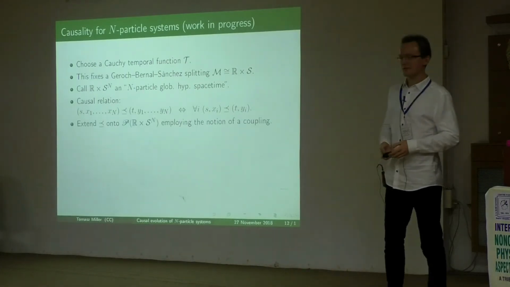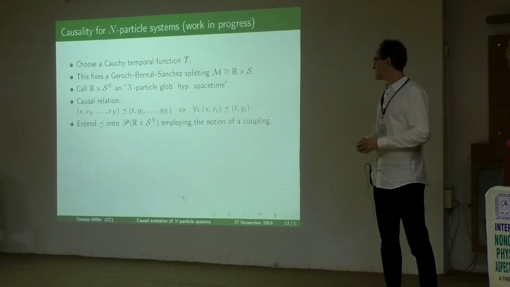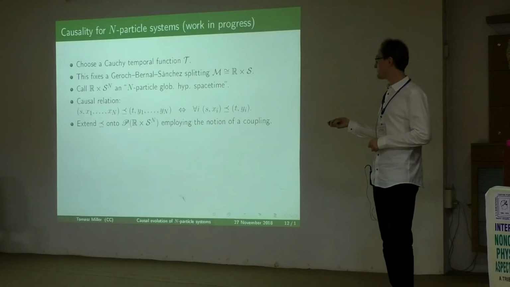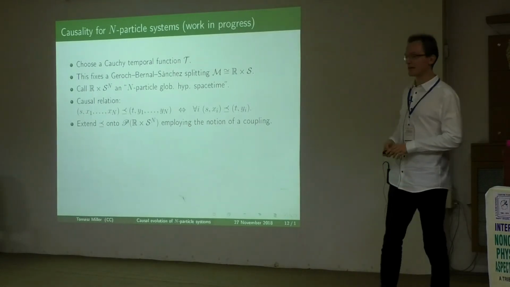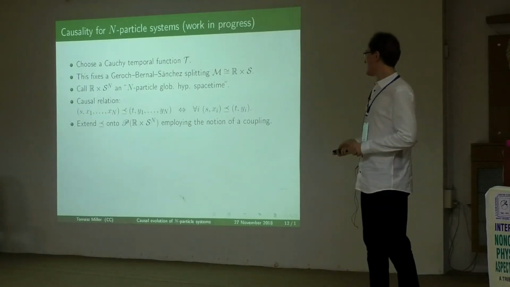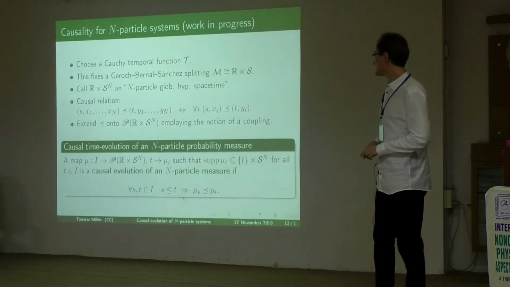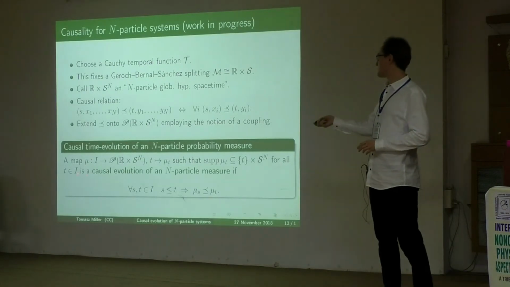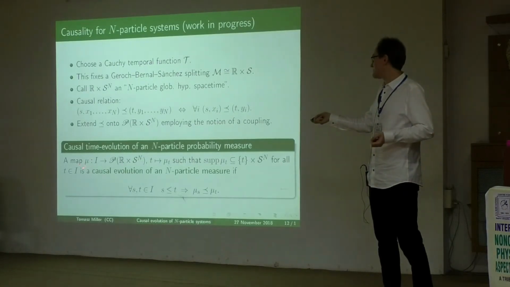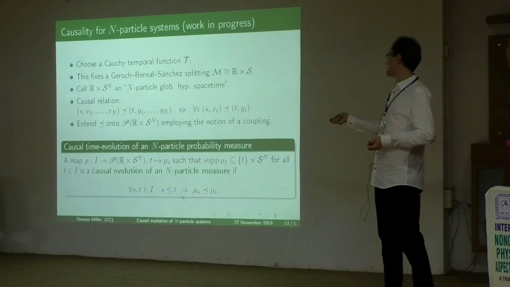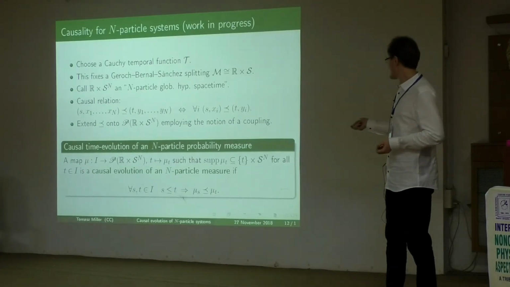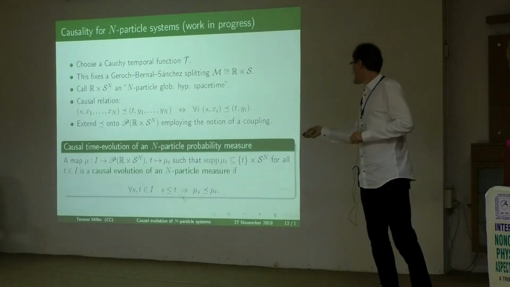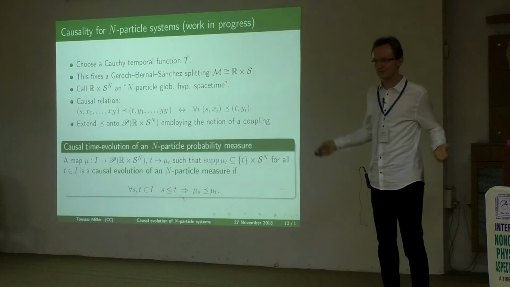And then we can apply the very same machinery once again. We can extend this relation to probability measures, employing the notion of a coupling, of a transference plan. And then we can also consider a causal time evolution of an n-particle probability measure. Simply this time, our measure-valued map is supported on these n-particle time slices. And again, the condition looks just the same.